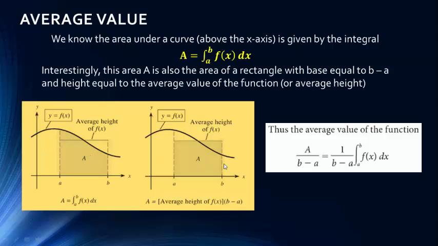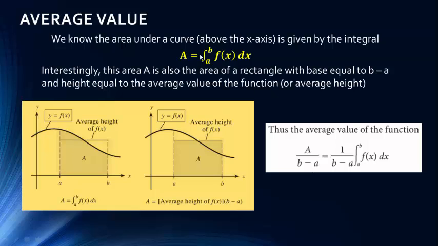Quite curious. So if we do a little algebra, notice that the area divided by the width will give us the average height. The area divided by the average height will give us the width of the interval. And this is really how we calculate averages anyway, right? The average of 3 tests is the total score on the 3 tests divided by the number of tests, okay? So the average value of a function is equal to the area divided by b minus a.